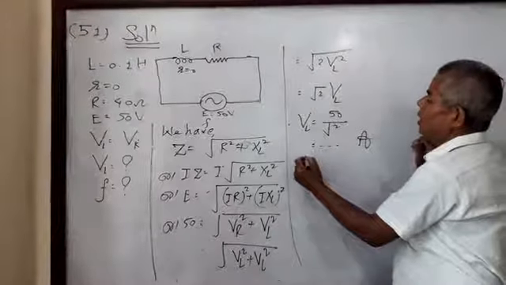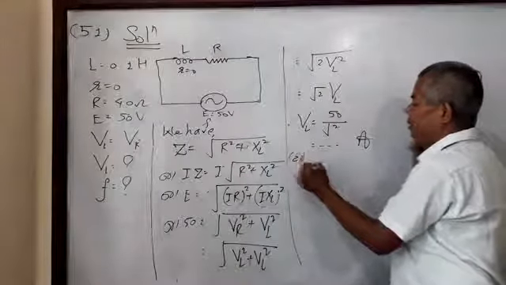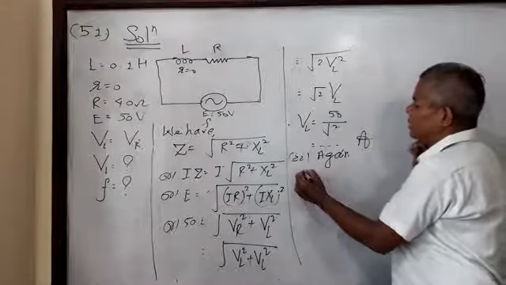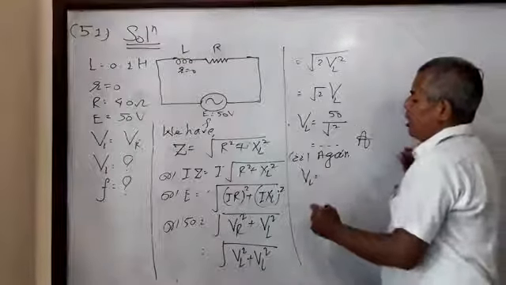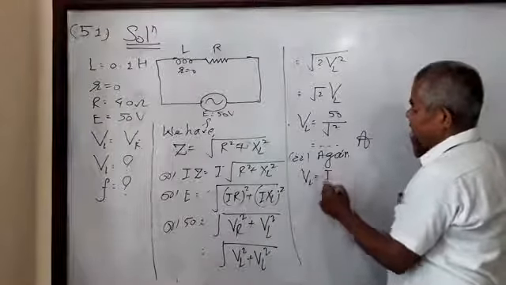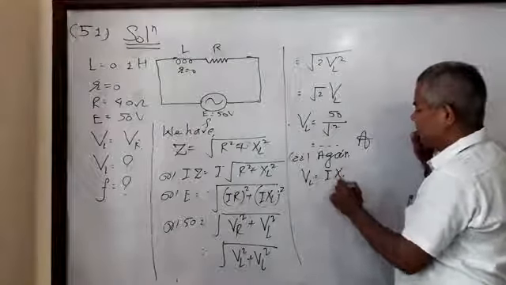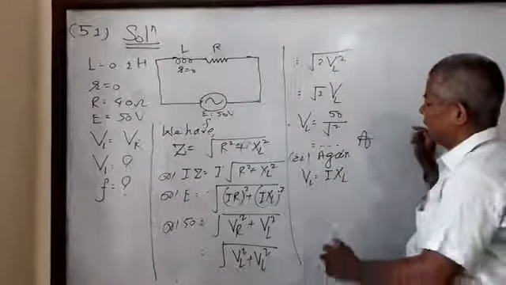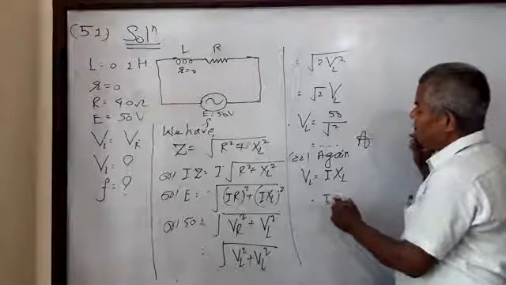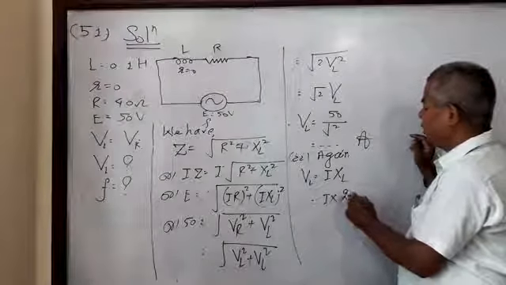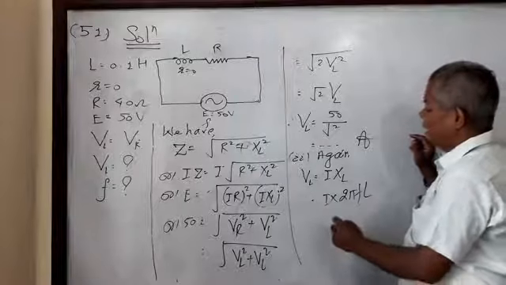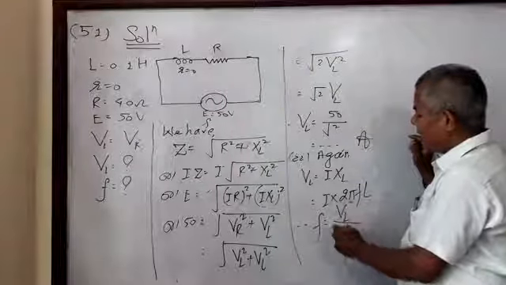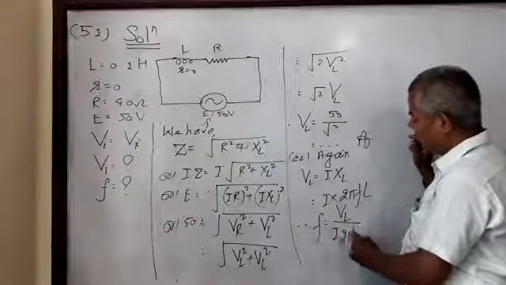Now the second part, the frequency. VL means I into XL, and XL is 2 into pi into F into L. Therefore F is equal to VL divided by I into 2 into pi into L.